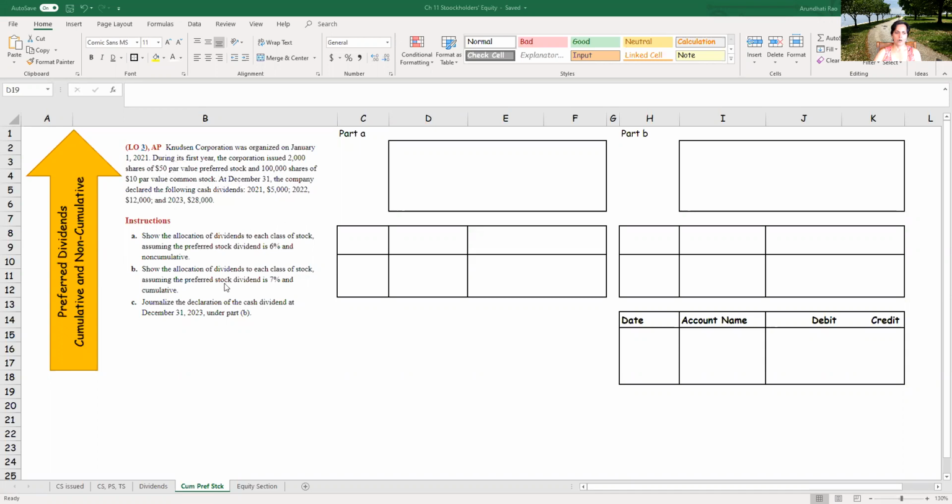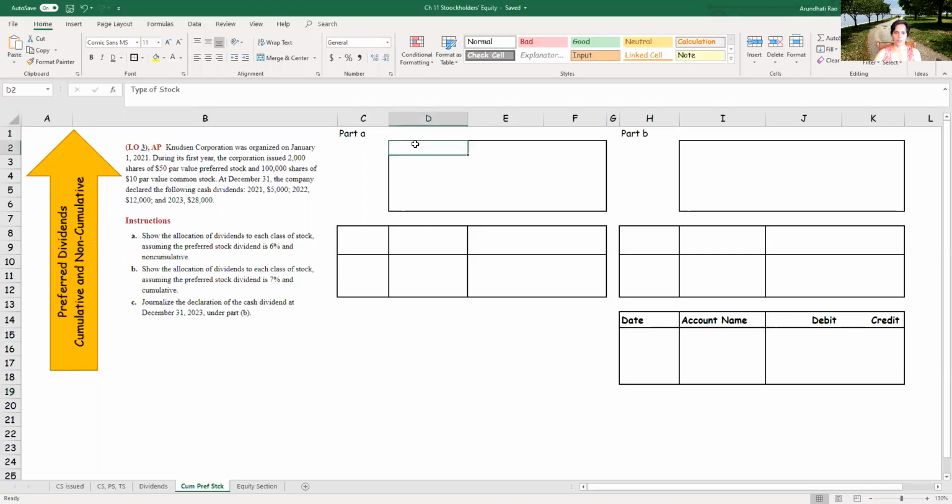So they've given us two different assumptions. The first one, they're telling us, show the allocation of dividend to each class of stock, assuming the preferred stock dividend is 6%, and they are non-cumulative. I'll explain that in a second. And the second, they tell us, assume that the preferred stocks are cumulative and their dividend rate is 7%.